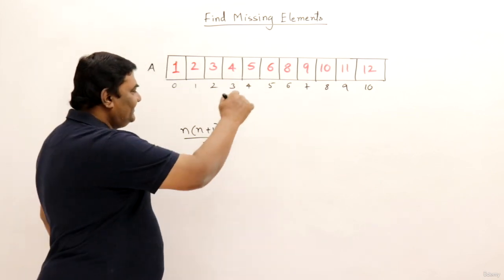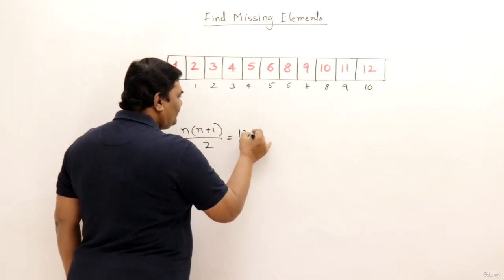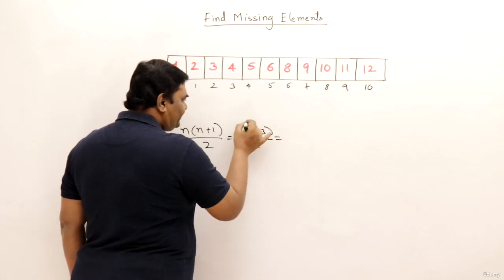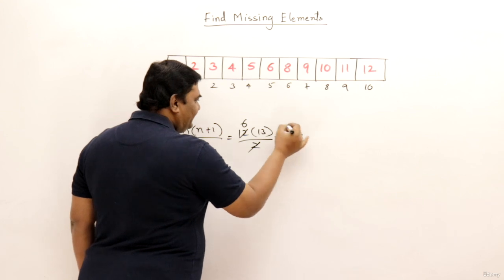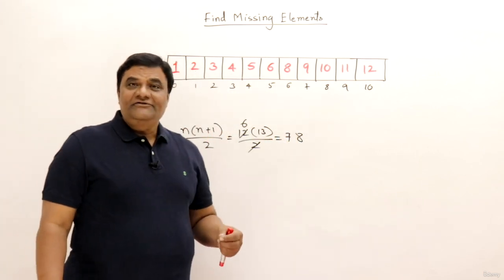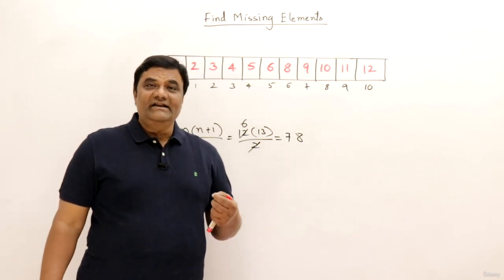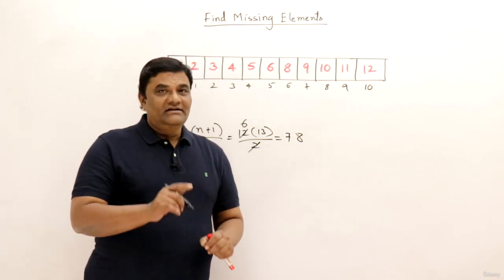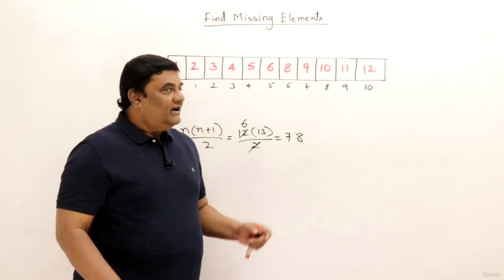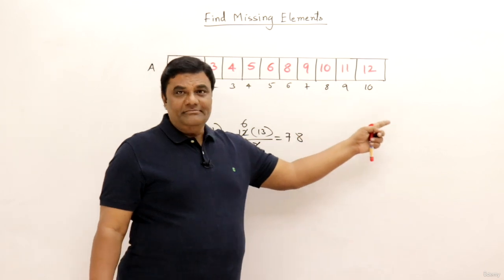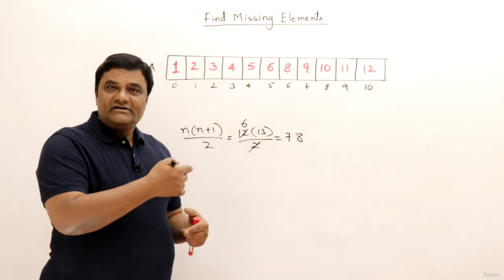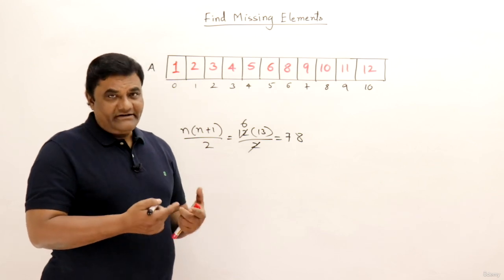So for example, if I take n as 12, 12 into 13 by 2 is 6 into 13, that is 6 3s 18, 6 1s 6, so 78. So the total should be 78. If the total is not 78, if it is less, then how much less it is, that is the missing element. So what should I do? I should find the sum of all these numbers. Finding the sum of all the elements in an array, I can do it iteratively or recursively.